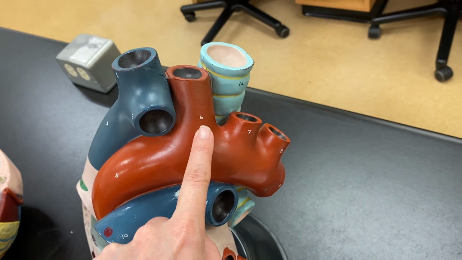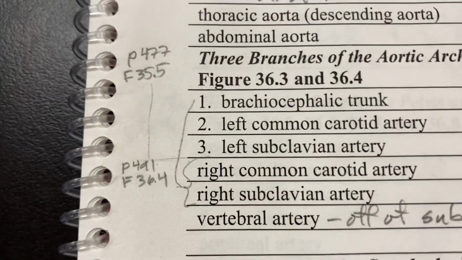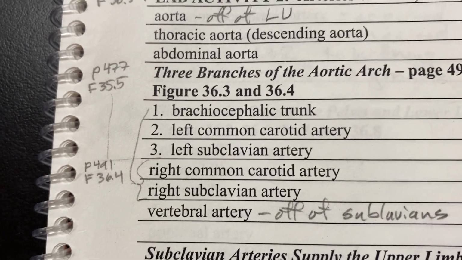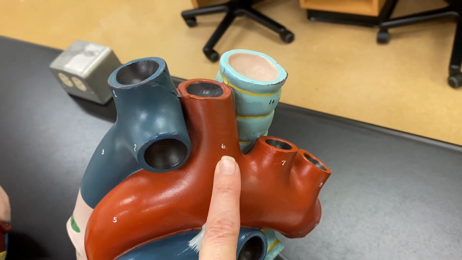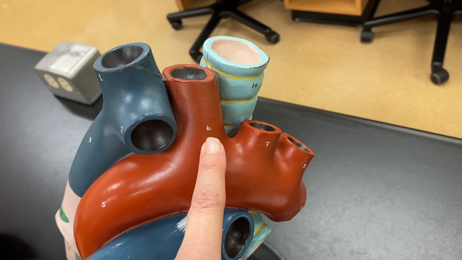So this first branch, number 6, is number 1 on your list. Look at the list here. So this is the brachiocephalic trunk. 1, 2, and 3 are on your model going to be 6, 7, and 8. So number 1 is the brachiocephalic trunk. And this is what we call an unpaired artery. There's only one of them. There's not a left and a right.